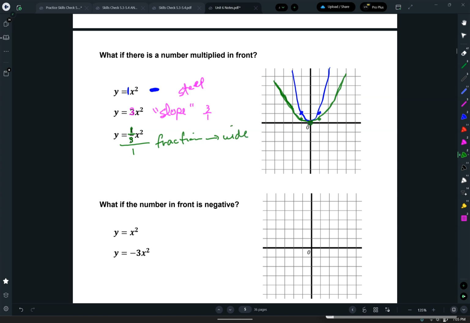If that number out in front is more than 1, remember the A number is out in front, if that A number is greater than 1, so like if it's 2, 3, 5, that's going to actually make your parabola look more narrow.